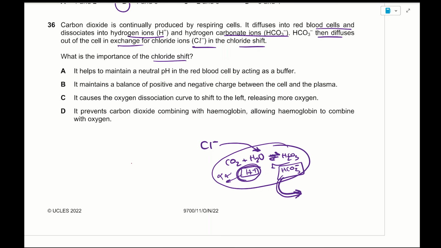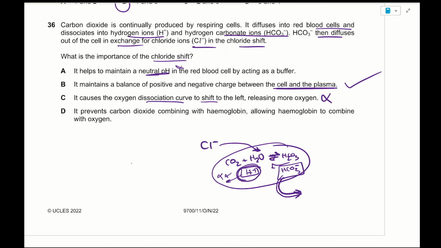A. It helps to maintain a neutral pH. This is incorrect. We're talking about the positive and negative charges. B. It maintains a balance of positive and negative charge between the cell and the plasma. This is correct. C. It causes the oxygen dissociation curve to shift to the left, releasing more oxygen.